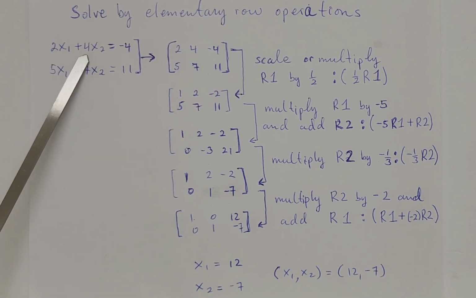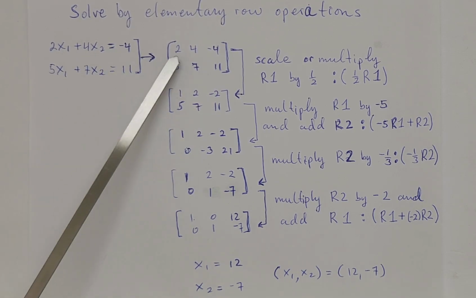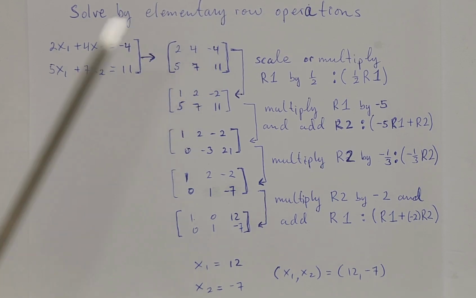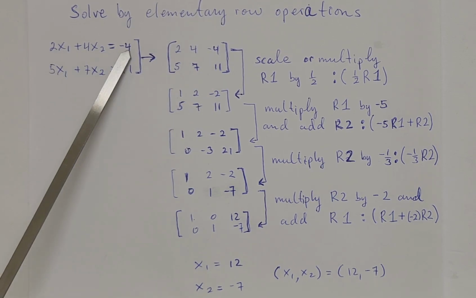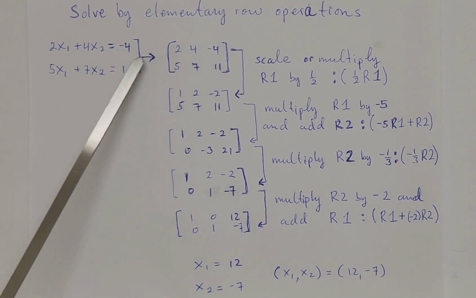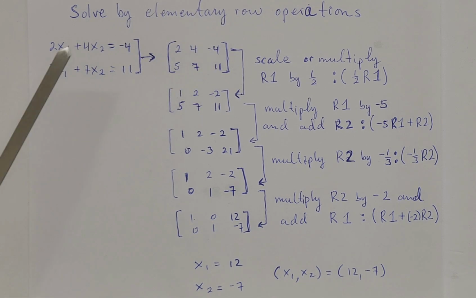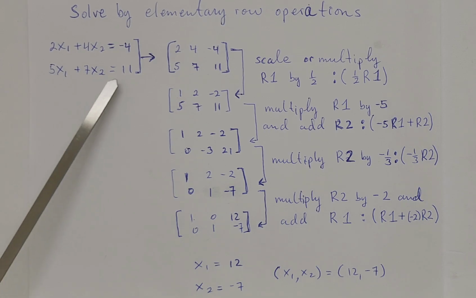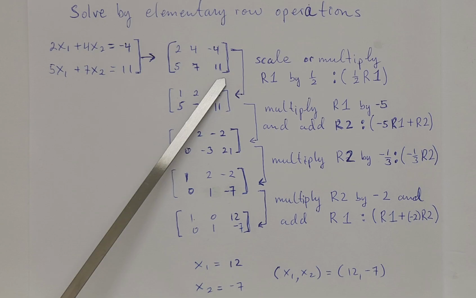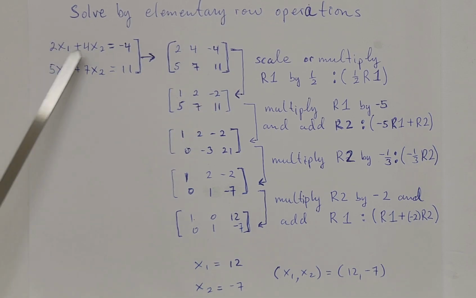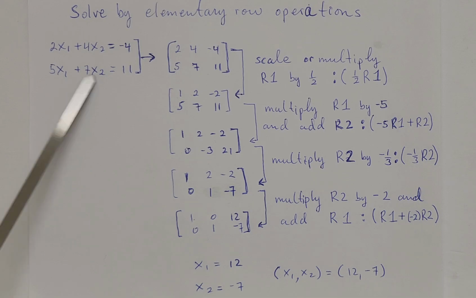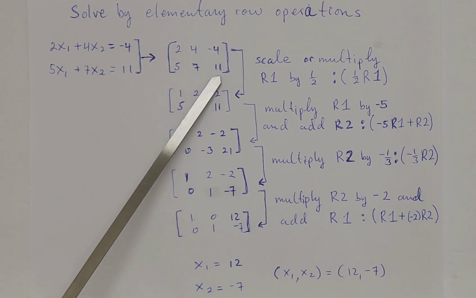So 2, 4, -4 is in the first row. This equation is rewritten as 2, 4, -4. This is row 1. Next, 5, 7, 11 in row 2. One more time: 2, 4, -4, row 1; 5, 7, 11, row 2.